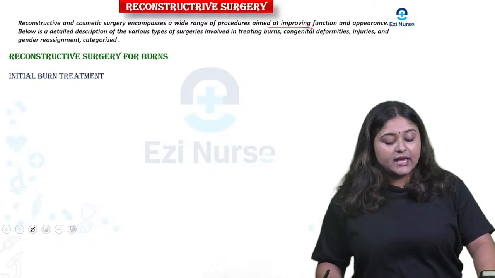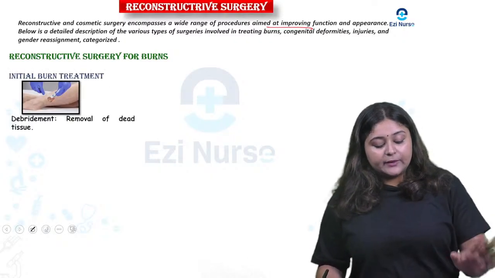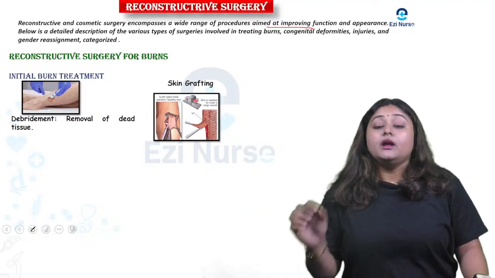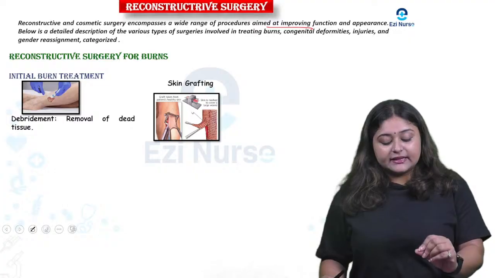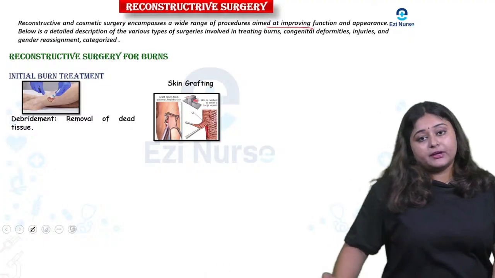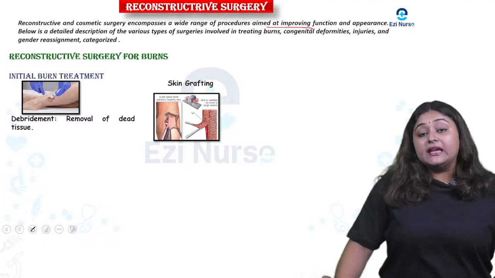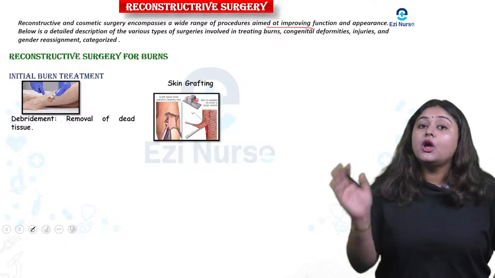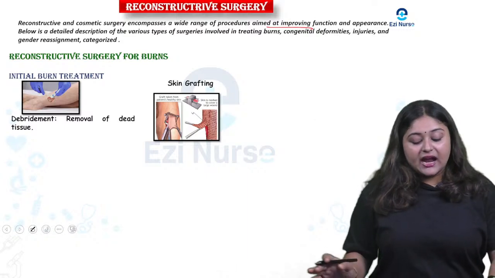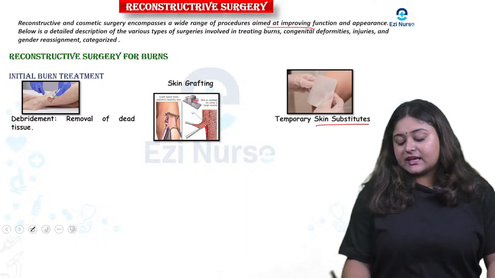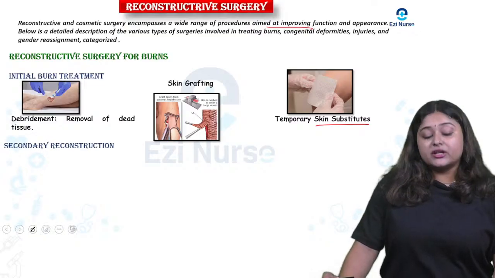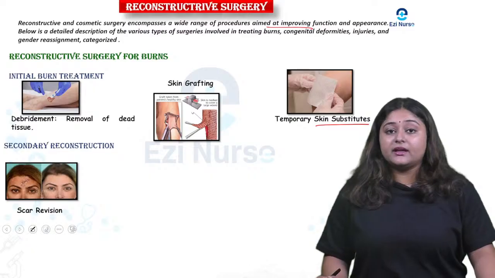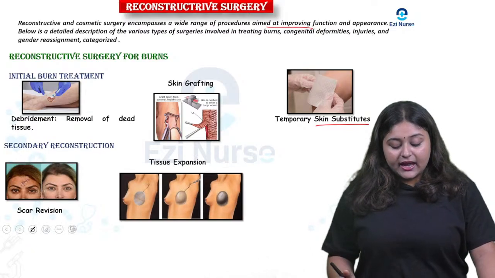Okay, so first is initial burn treatment. For debridement, it means removal of dead tissue through toothed forceps. Okay, now come to skin grafting. Skin grafting is nothing but sometimes the doctors cut the skin or layers from the thighs and they place that particular skin on the affected area. So that is called skin grafting. Then temporary skin substitutes like adhesive tape. Now come to the secondary procedures, for scar revisions, cosmetic surgery, etc.